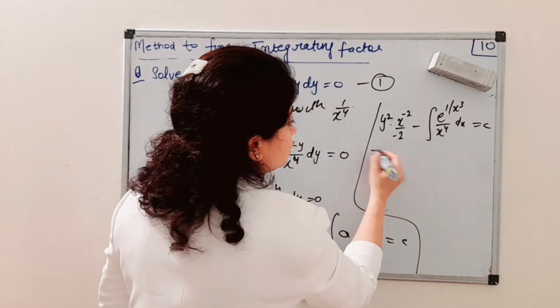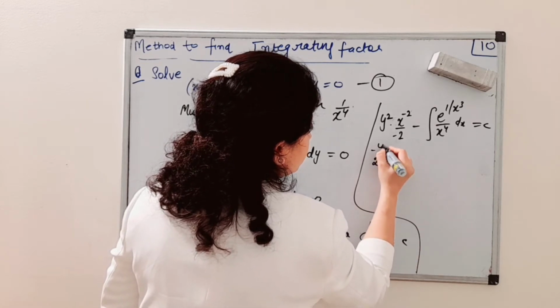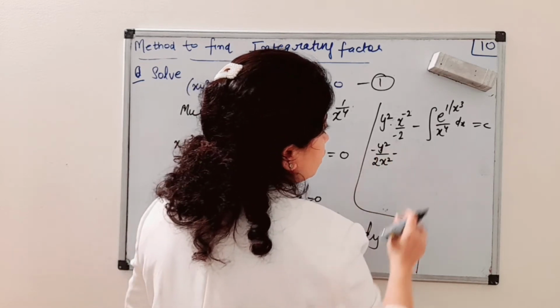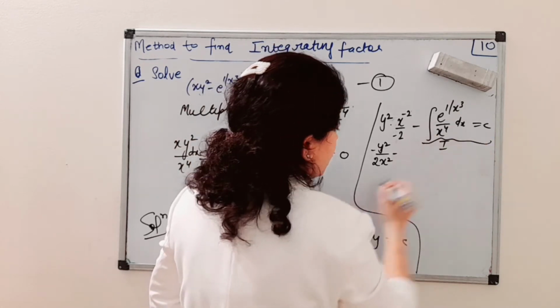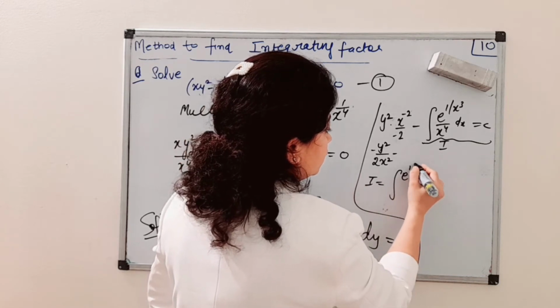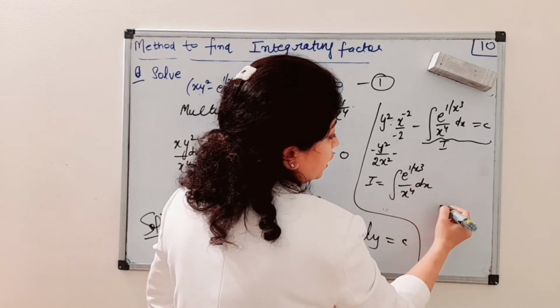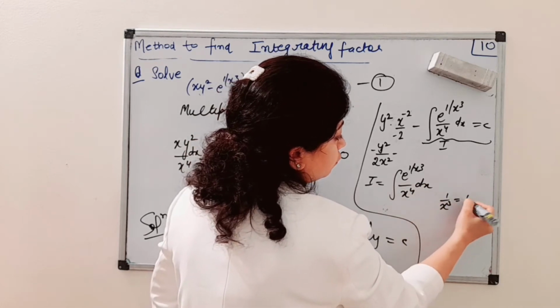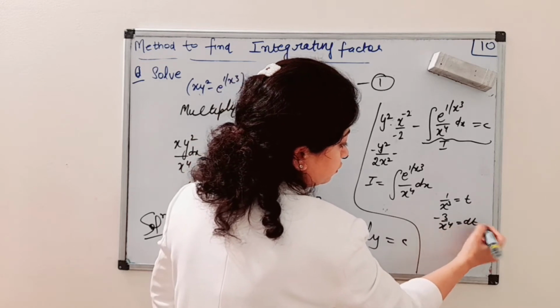Okay. So this is minus 1 upon 2x square and this is y square. Now we need to solve this integration. We take it I. Now we need to solve I. I is e raised to power 1 by x cube upon x4 dx. Take 1 by x cube is equal to t, minus 3 by x4 will be dt.